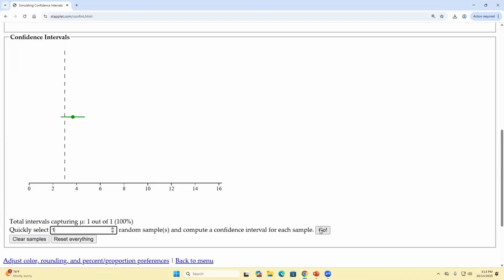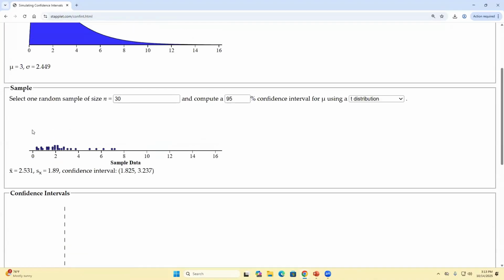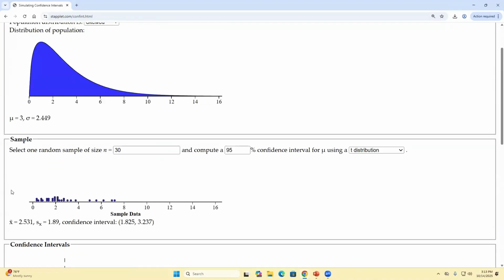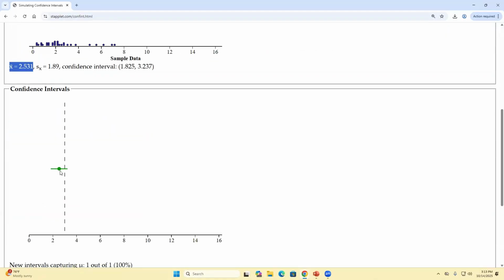So we're going to hit go here, and you can see that this confidence interval has moved. The reason it's moved is because we have now taken a new sample from this population, and that new sample has a new sample mean. In this case, it has a sample mean of 2.5, so the center point of this confidence interval is now 2.531. Again, that's our best guess.